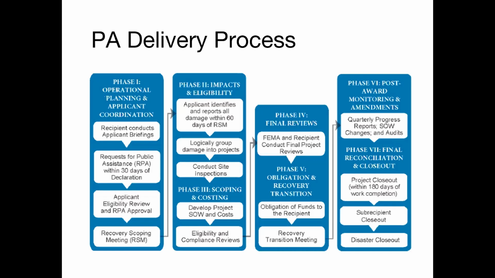Applicants must identify and report all incident-related impacts to FEMA within 60 days of the recovery scoping meeting. To do this, you'll prepare and submit a damage inventory, also known as a DI. As you and the PDMG formulate the projects, information is entered, uploaded, and updated in FEMA's grants portal system. FEMA gathers project-specific information by conducting site inspections and requesting documentation.